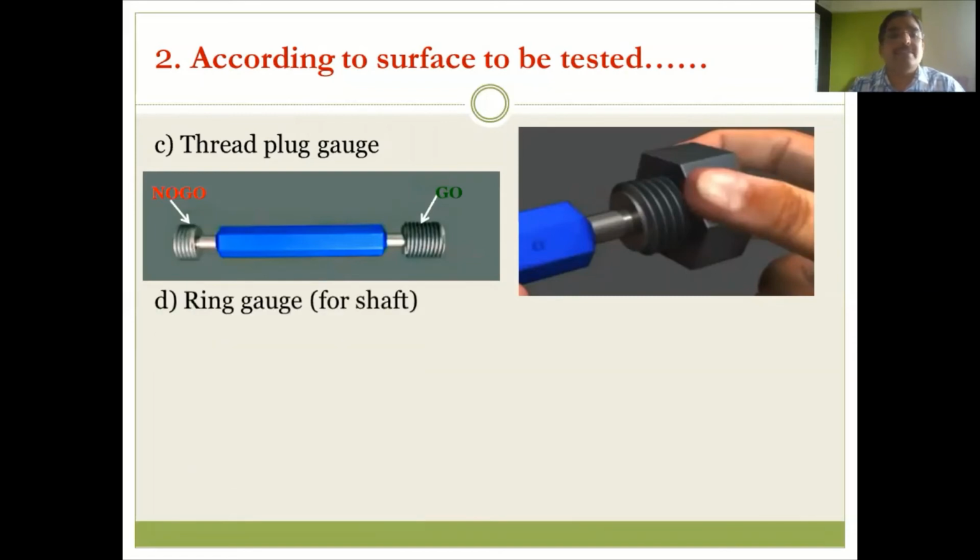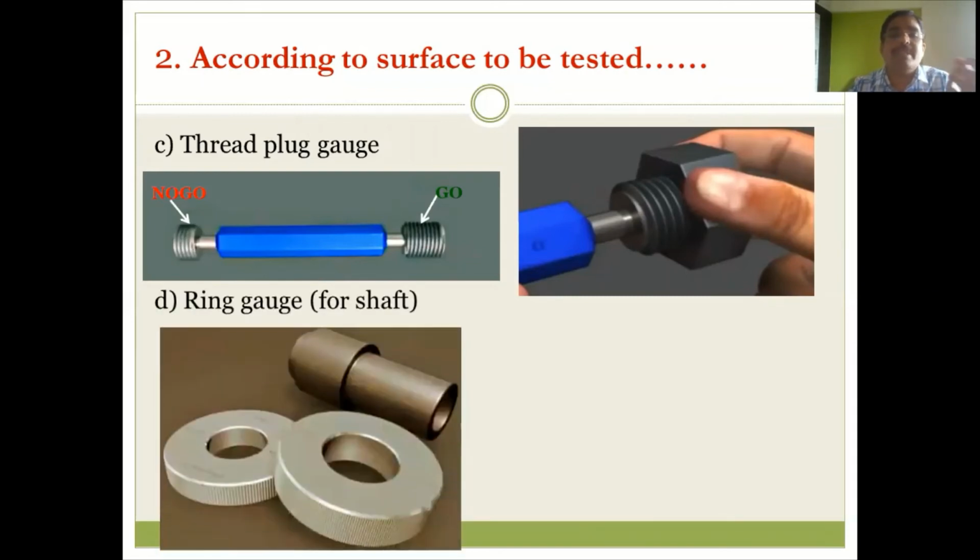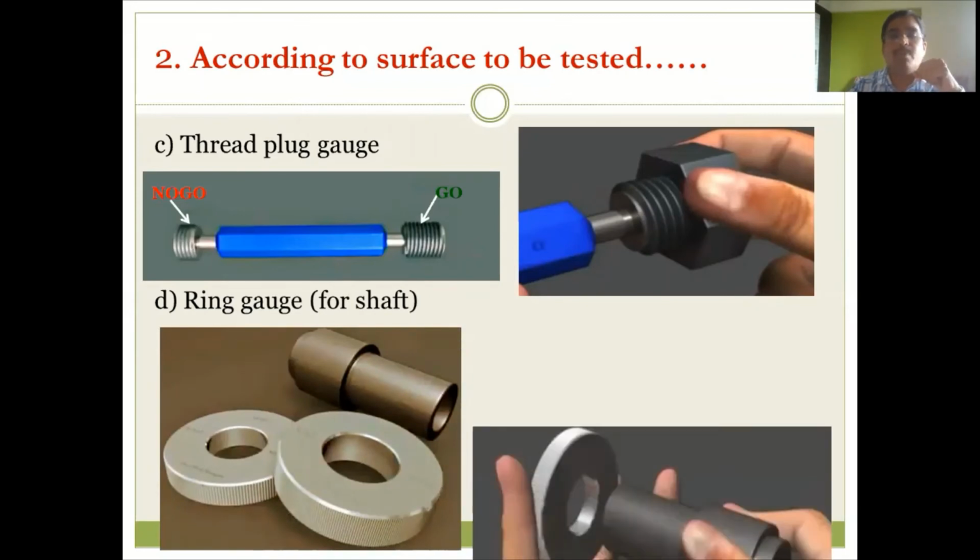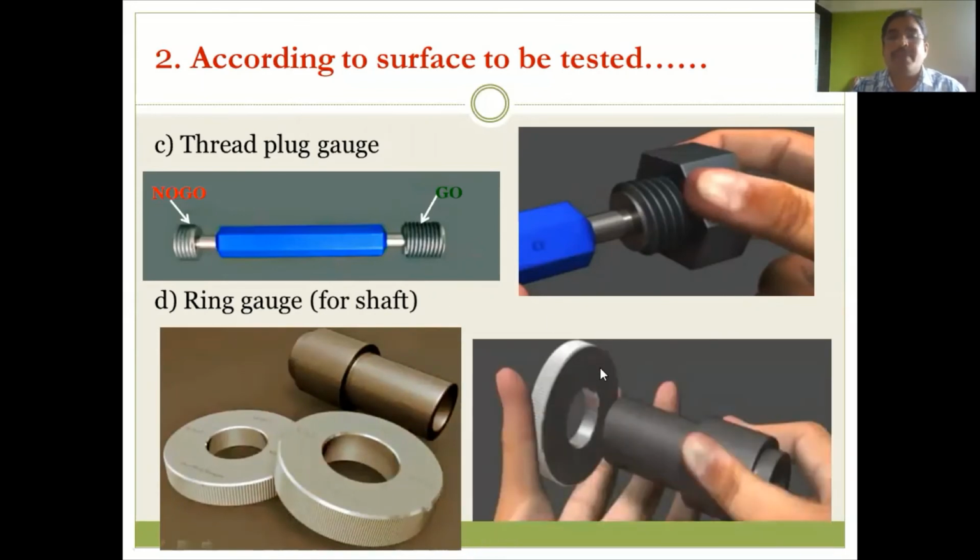Then there is a ring gauge. The ring gauge is specially used for measuring the outer diameter. So here, if you see, my friend, this is the ring gauge and this is a component, and we are measuring the outer diameter of this component with the help of the ring gauge.